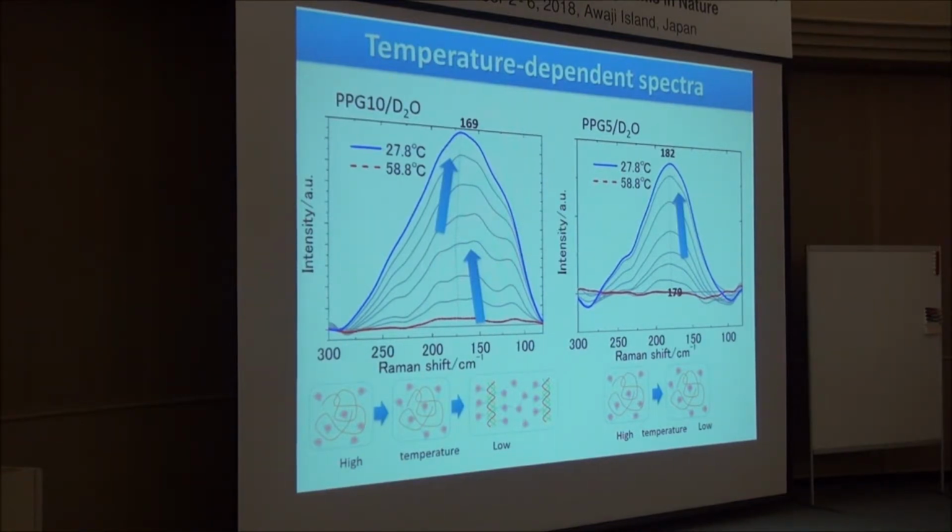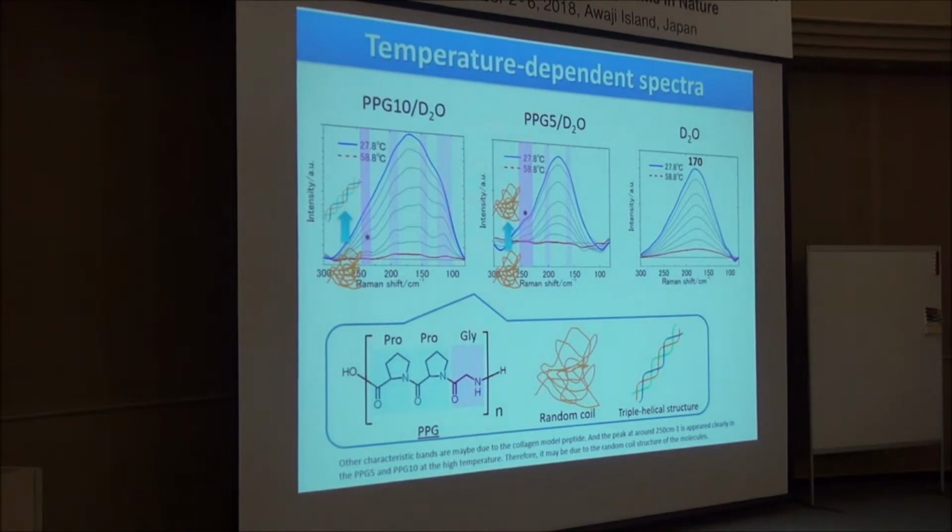So when PPG10 forms the triple helical structure, the CO group, which is on the outside of the triple helical structure, forms hydrogen bonds with water. So the state of hydrogen bonding is different from pure water. This phenomenon comes from this result.